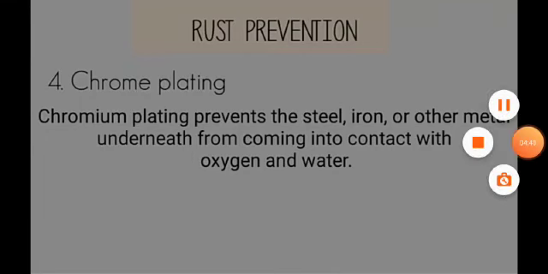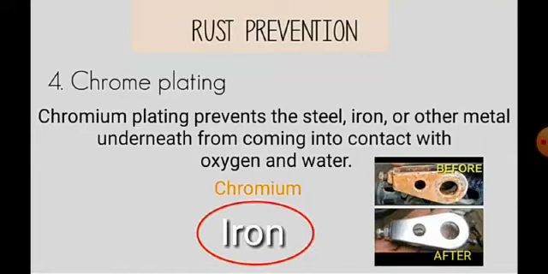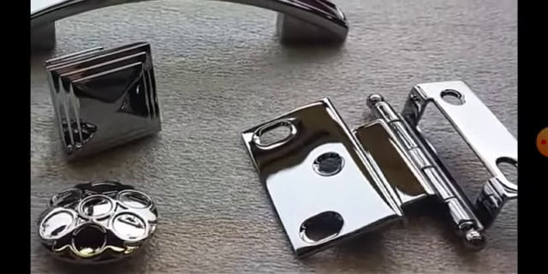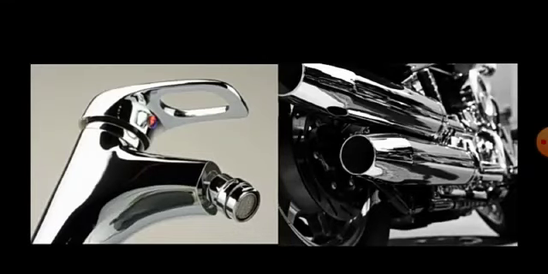The fourth method is chrome plating. Here, iron is coated with chromium. Chromium is actually a metal which is resistant to the action of air and moisture, and so it prevents rusting. This is generally done in the steel furniture, the taps, bicycles, etc.